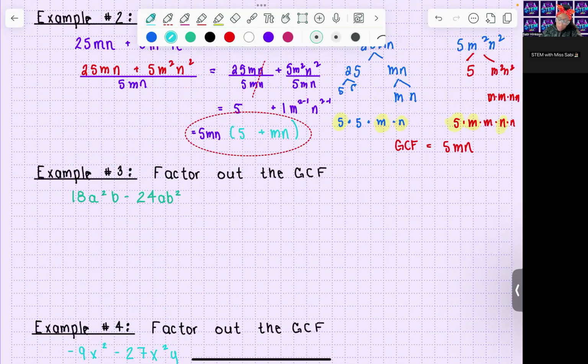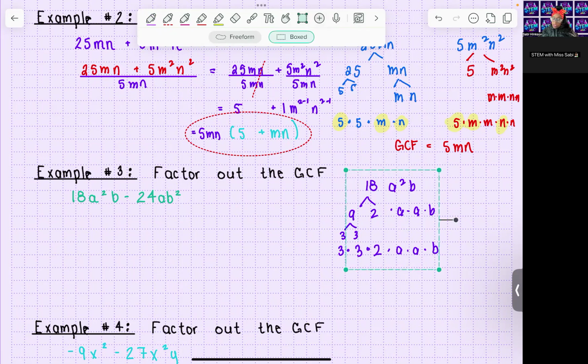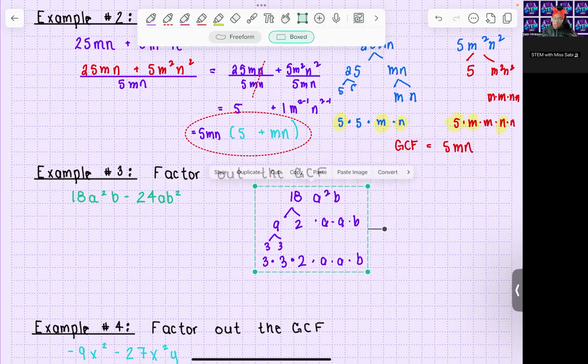So let's look at what 18a squared b breaks down to. I'm not going to do a factor tree. I'm just going to do 18a squared b: this is 9 times 2, and then times a times b. The 9 breaks down to 3 times 3. So that's 3 times 3 times 2 times a times a times b. So that's the 18a squared b, factored. Okay, so I'm going to put that like that.